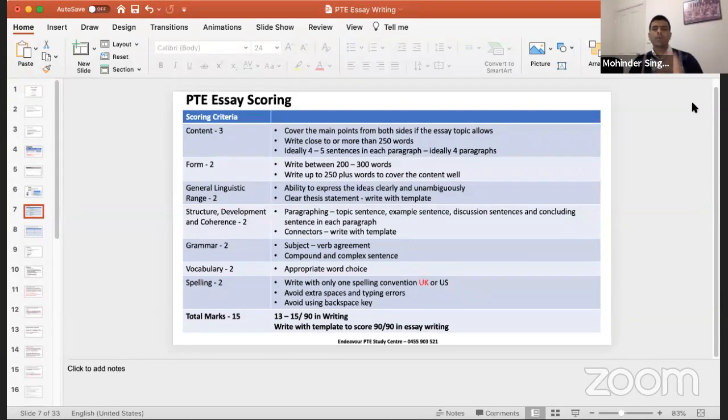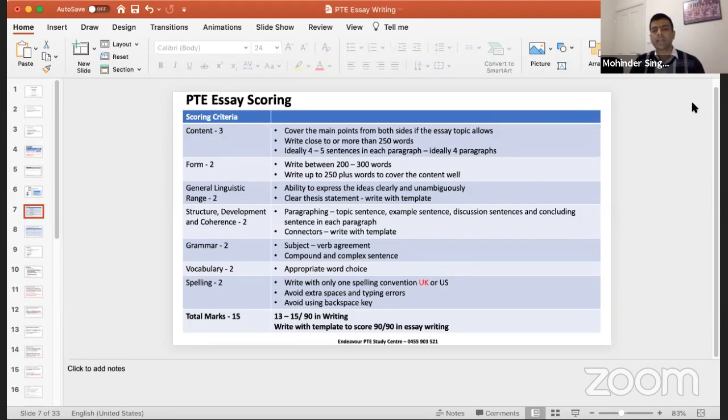So you will get 1 mark in form if you write between 130 to 199 words. If you write more than 300 words, up to about 50 words over, then you get 1 mark there for form. But if you write 200 to 300 words and on the topic, then you get 2 marks for form. If you don't get anything in form, that means nothing will be scored. You will straight away get 0 for your essay. So make sure you stay between 200 to 300 words.